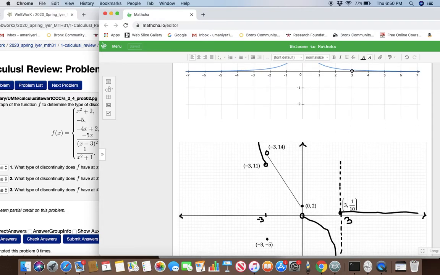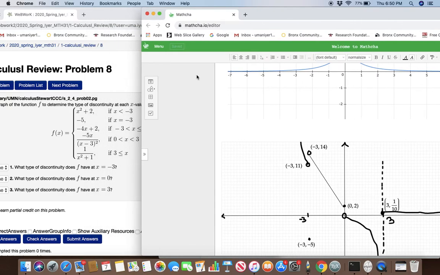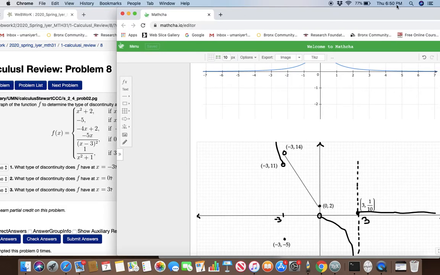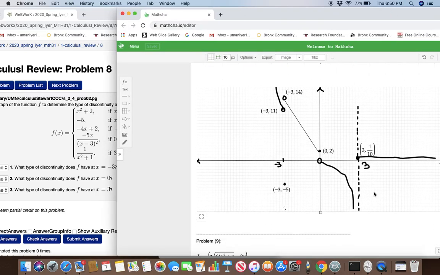Okay, height is very small. When x is 3, I plug in 3, I get 9 plus 1, 10 in the denominator, 1 over 10. So from that height onwards, I go down. So this is the graph of f.